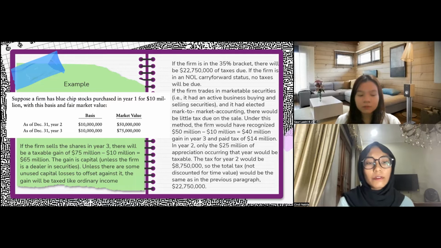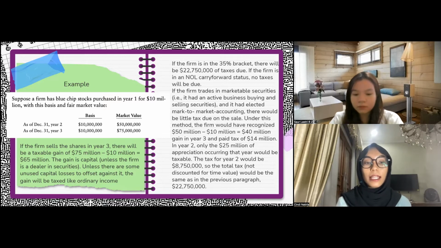So if the firm sells the shares in year three, there will be a taxable gain of $75 million minus $10 million, which equals $65 million. The gain is capital unless the firm is a dealer in securities, and unless there are some unused capital losses to offset against it, the gain will be taxed like ordinary income.